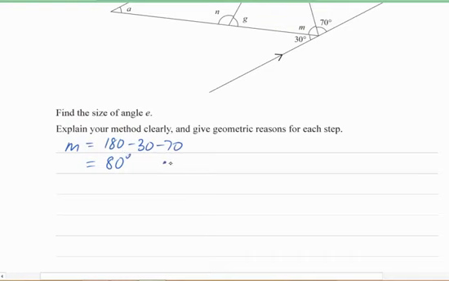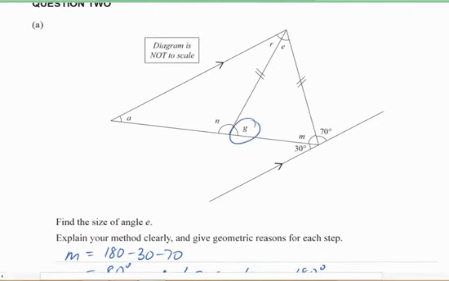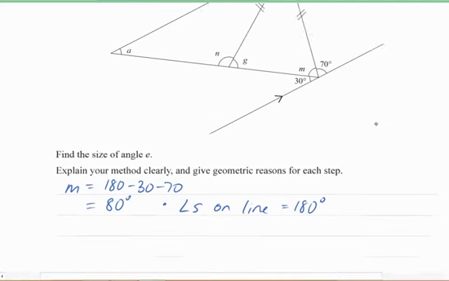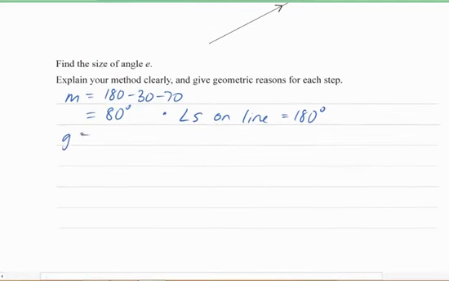And our reason for that? Angles on a straight line. Yep. So angles on a line equal 180 degrees. Okay, so that's M. Now we can find G because we have an isosceles triangle that's shown by these two marks that show that those two sides are the same. So that means that G is going to be exactly the same. So G is going to be 80 degrees as well, and that's because of, sorry, that should be base angles. Base angles of an isosceles triangle are equal.